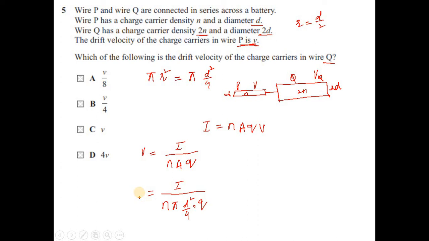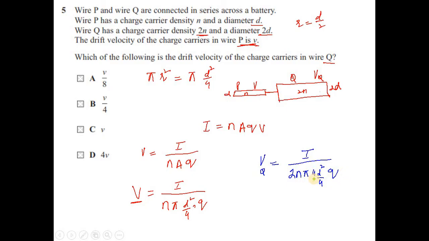Now you can see that this is the drift velocity V, and the charge density N, and diameter is D. This is the formula for the conductor P, because charge carrier density N and diameter is D. What if I say charge density is doubled? Both of the wires are in series, so the amount of current in both wires stays the same. So for VQ, the drift velocity in Q, current stays the same, I, but charge density is double, 2N, pi stays the same, and diameter is also double, 2D, so it will become 2D square. So you can say 4D square by 4, and Q is also there.